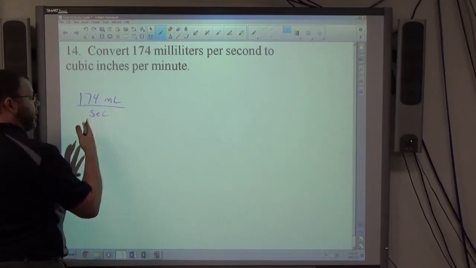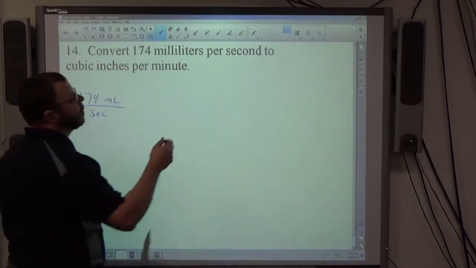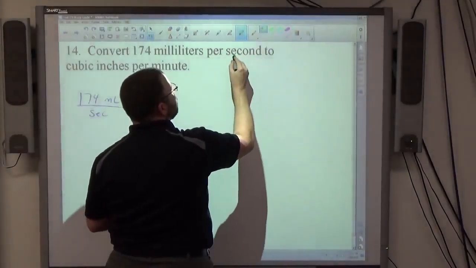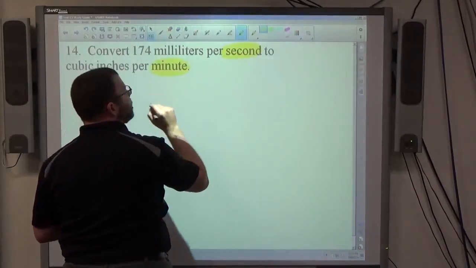So first of all, we create the correct structure of our object we're converting. We have to convert to cubic inches per minute. So we have two conversions happening here. Our first conversion is changing seconds into minutes. Let's start with that because that's pretty basic.